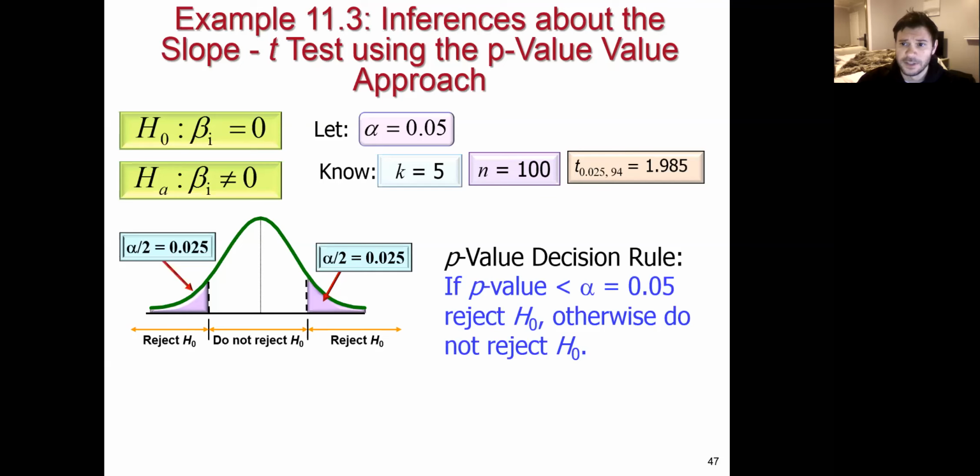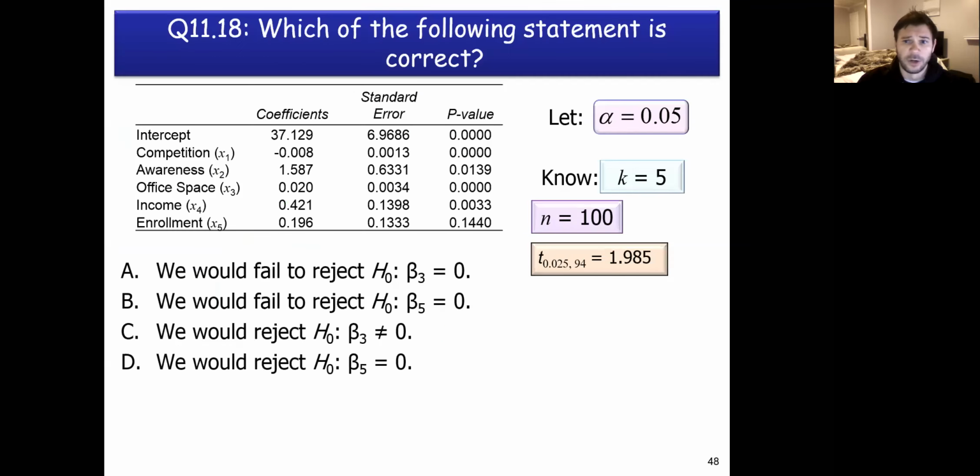And we can go ahead and look at this example here. We're going to look at this last column. And I want you to note at the 5% level of significance, we can see immediately, without needing to compute the t-statistic, without even needing that standard error column, which variables are significant at the 5% level because they have p-values that are smaller than 0.05. So the intercept is significant. Competition is significant. Awareness is definitely significant. Office space is significant. Income is significant. But as we saw before using the critical value approach, enrollment is not significant.